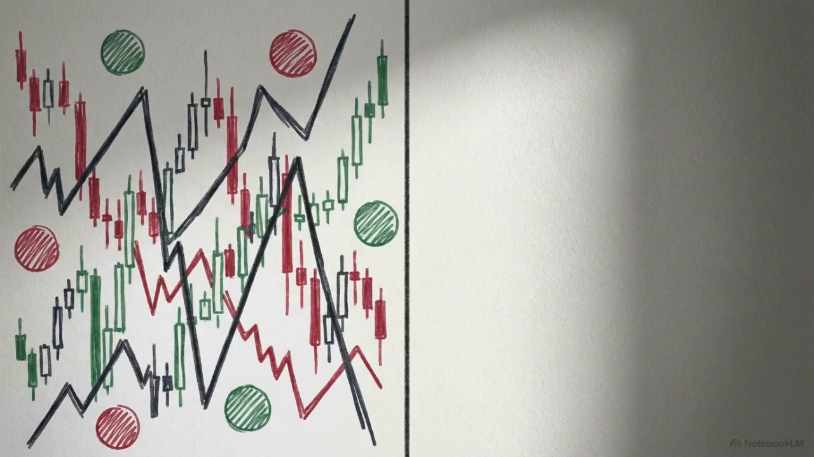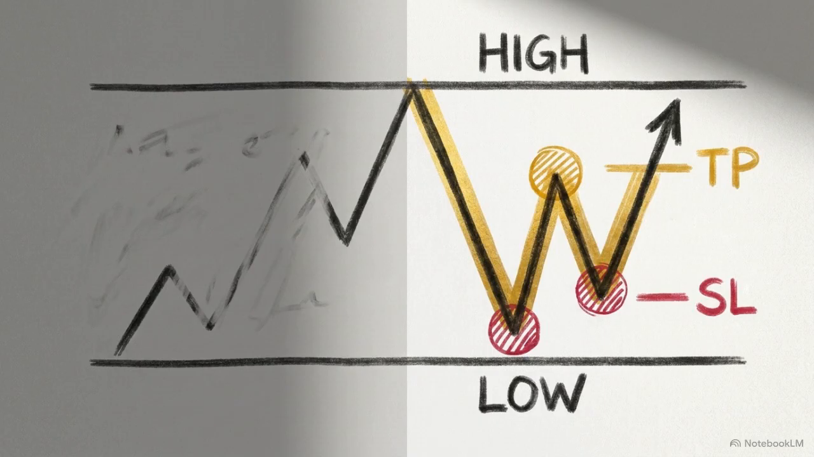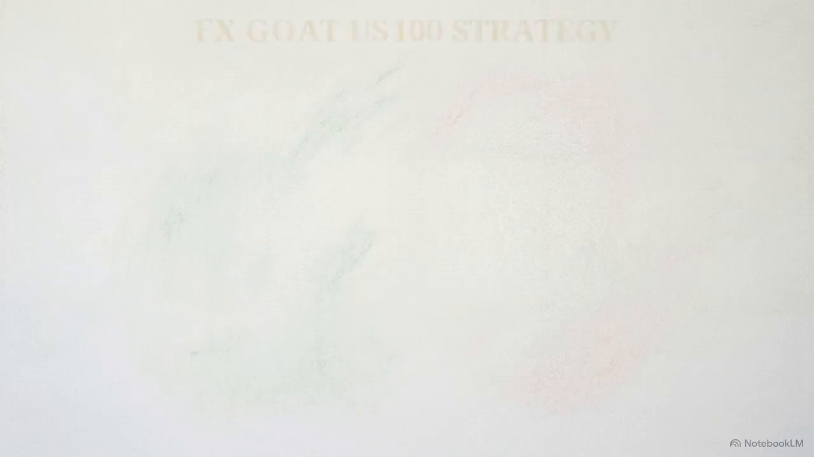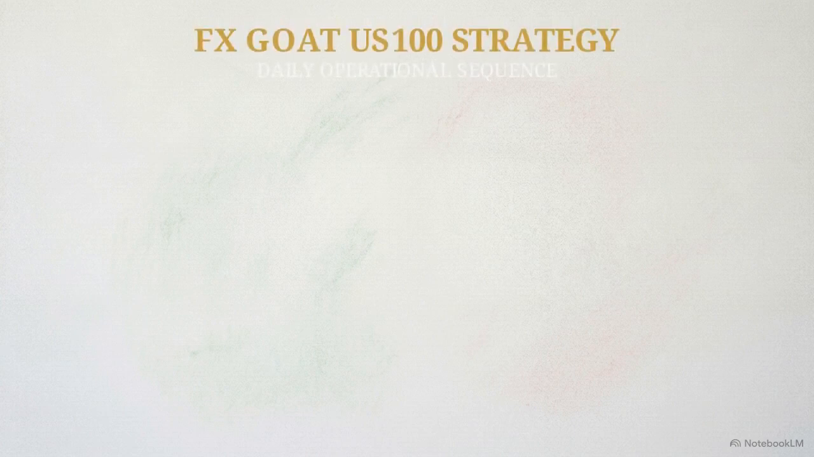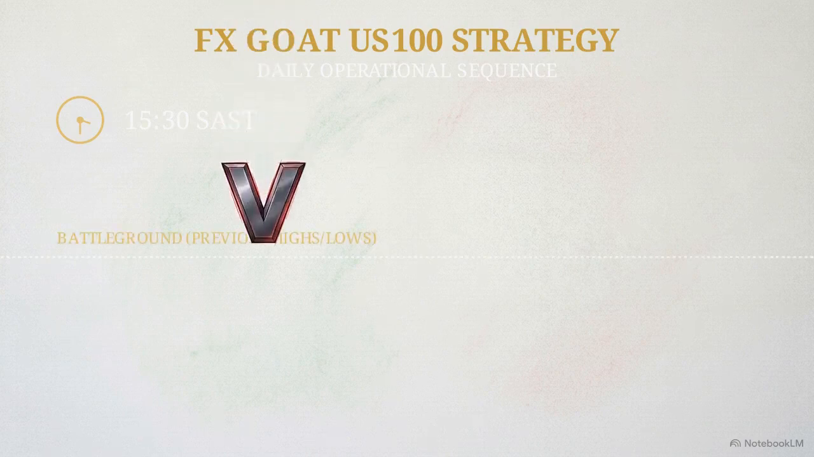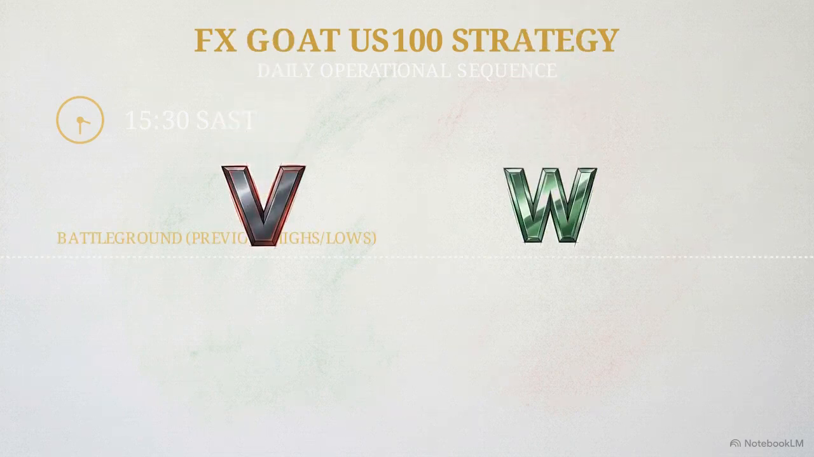Compare these two approaches. On the left, a raw chart full of confusing price action. On the right, a fully mapped FX GOAT setup showing clear boundaries, precise stop losses, and mathematical structures. Your daily operational sequence is simple. Wait for 15:30 South African time, mark your previous highs and lows, wait for the V or W pattern to retest those exact zones, and execute.